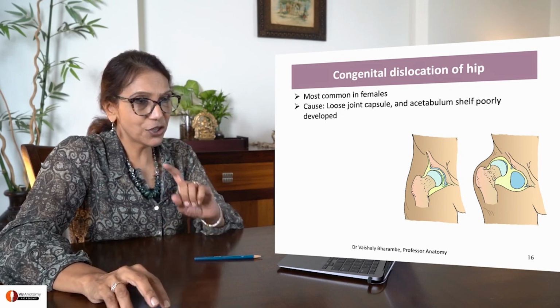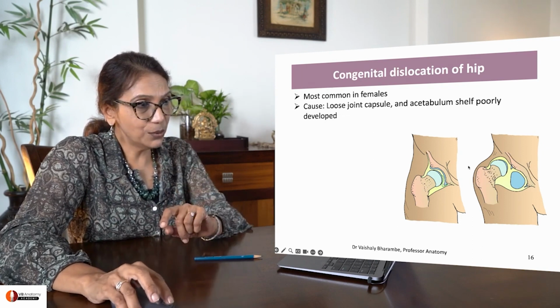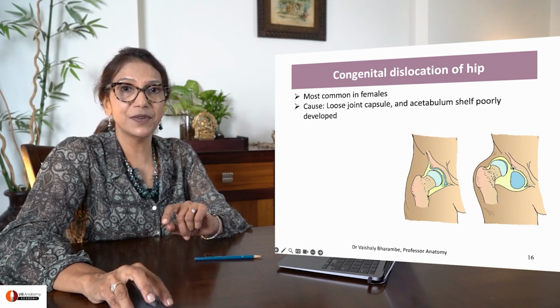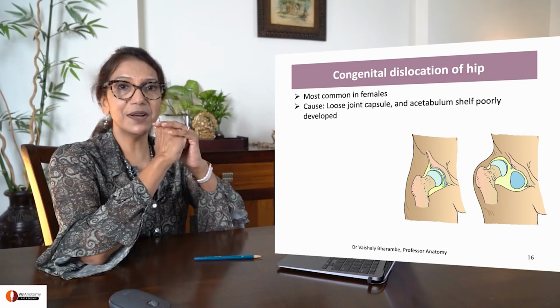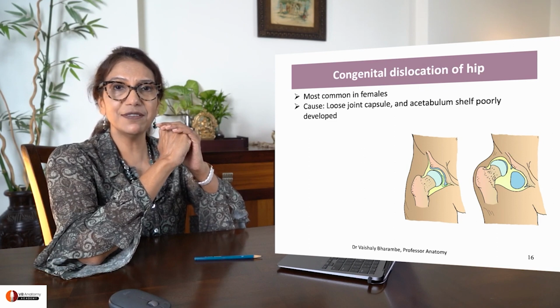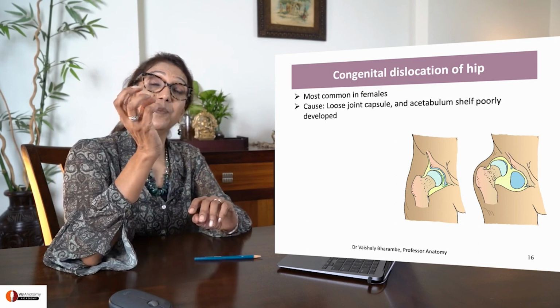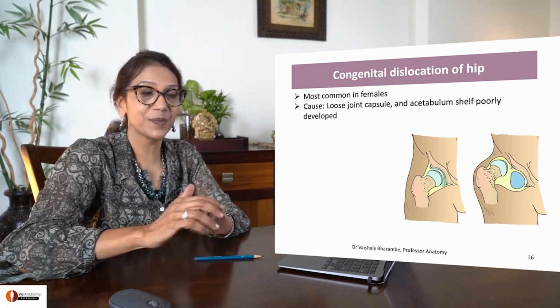The acetabular shelf, now note this, over here you can see a well-developed shelf. Here you can see a poorly developed shelf. The femur rests on the shelf. When the shelf is weak, the femur pops out, okay? And now the femur is in the child's gluteal region, okay?